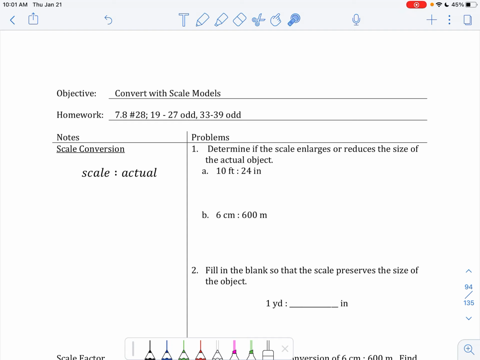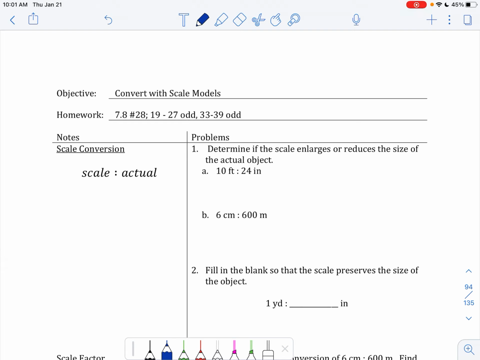So scale factors can be written as we saw on the maps and the drawings in the lesson earlier this week. They can also be written as ratios like this. And with the scale conversion, you're always going to see the scale and then what it actually is in reality. So for instance, in number 1, determine if the scale enlarges or reduces the size of an actual object. The scale is what it appears to look like. So in this case, it appears to be 10 feet and it's actually 24 inches.